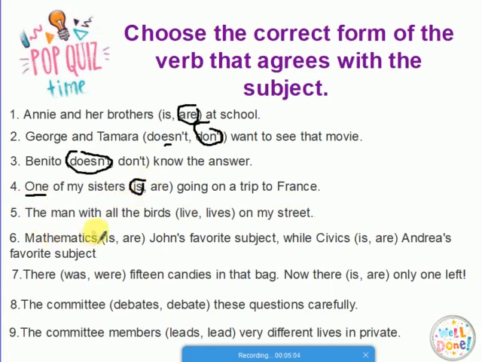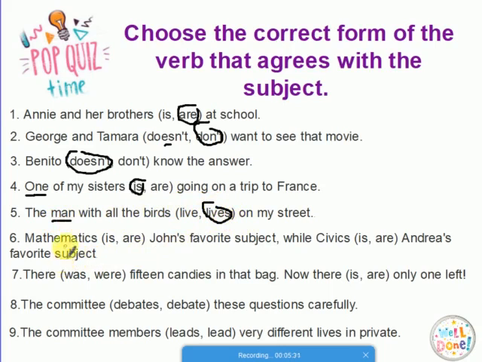The man with all the birds lives on my street. The complete subject is the man with all the birds. However, where is the simple subject? The simple subject is man, so it is singular, therefore the verb is lives. And pay attention here, the s in lives is not plural as in nouns. Now we are dealing with verbs.